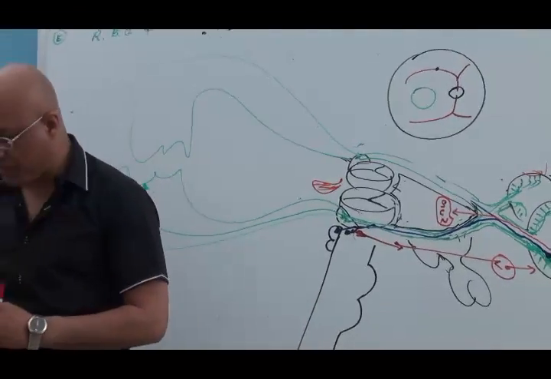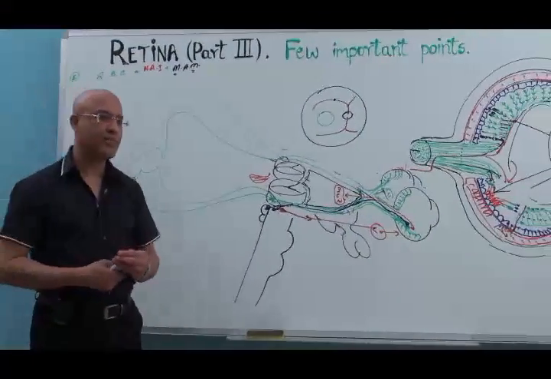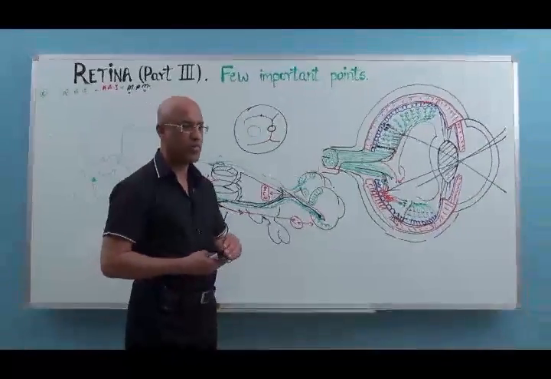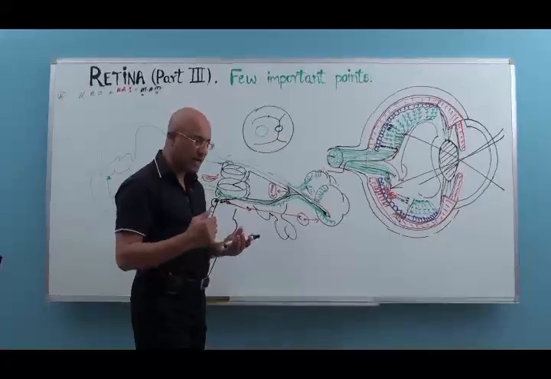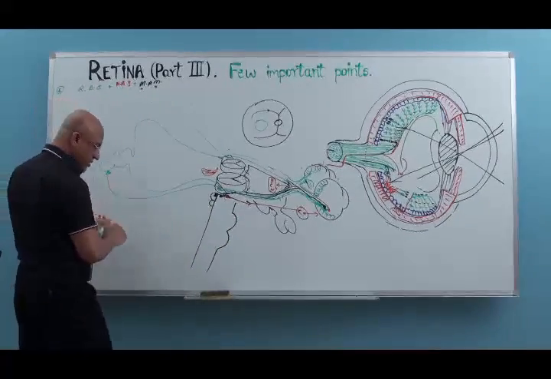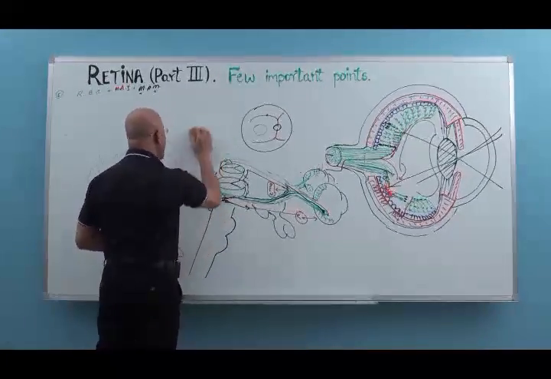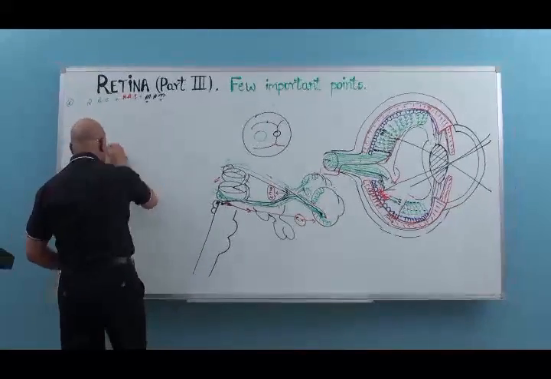Any question you have up to this? Yes. So what is the role of horizontal and amacrine cells? Okay, very important thing. He's asking what is the role of horizontal and amacrine cells. Let's go back. They are basically, predominantly, inhibitory cells.